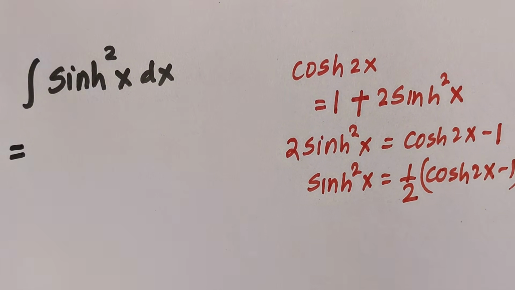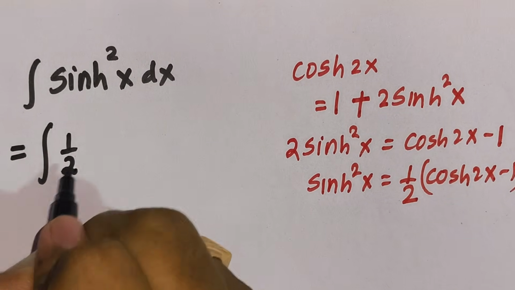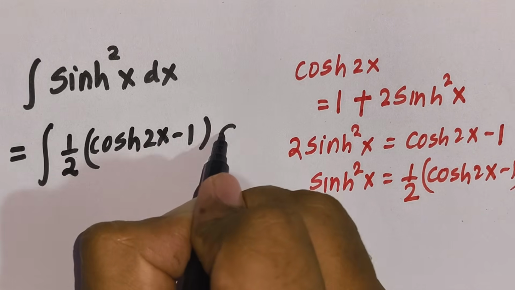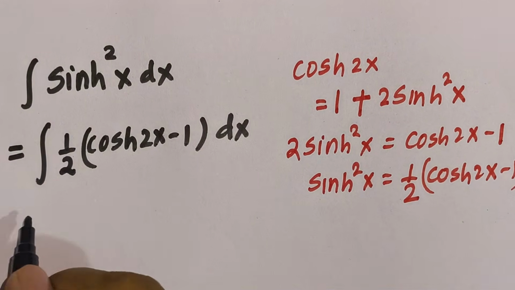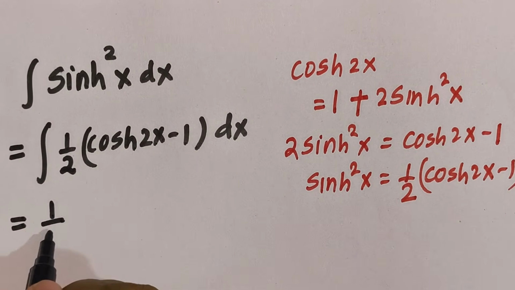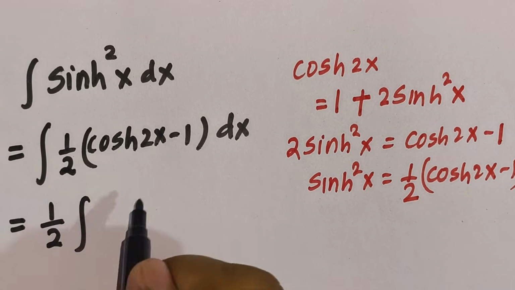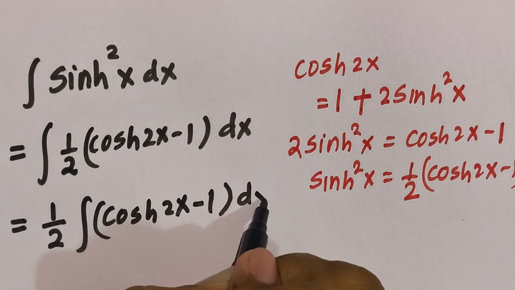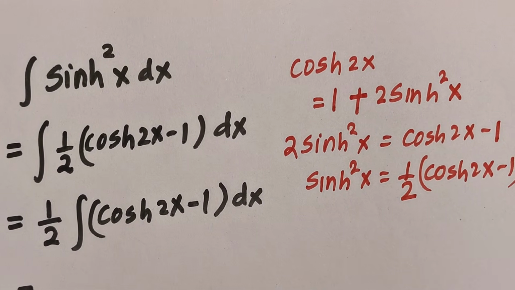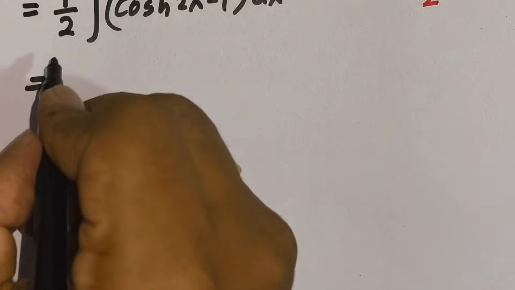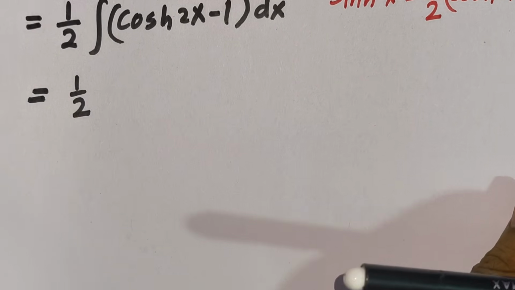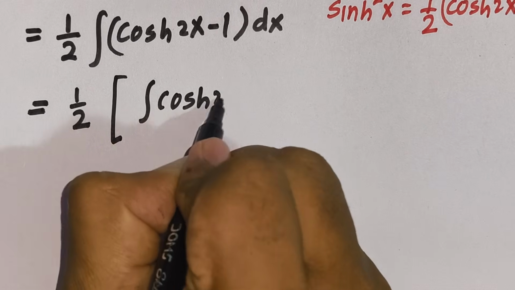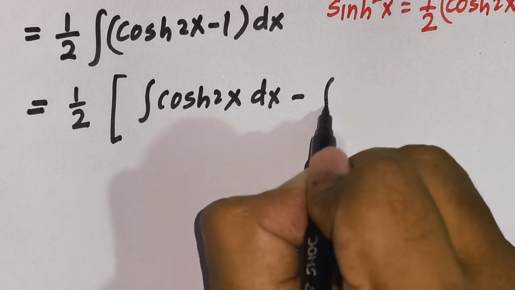So this integration becomes the integral of 1 over 2 times cosh 2x minus 1 dx by this identity. The 1 over 2 is a constant and can be taken outside of the integration. So the integration of cosh 2x minus 1 dx. This will be the individual integrations: integration of cosh 2x dx, minus integration 1 dx.